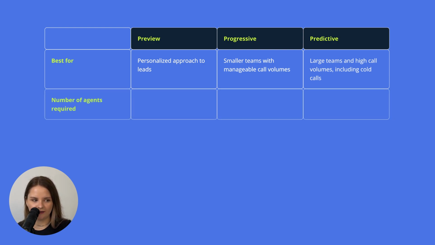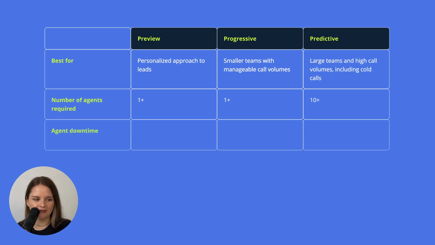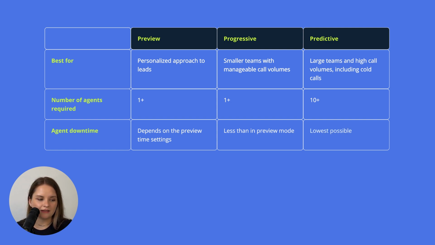Number of agents required. For preview and progressive, it should be at least 1, and a minimum of 10 for predictive. Agent downtime. For the preview mode, it depends on the preview time settings that you can set up in the dialer's settings. For progressive, it's less than in preview mode, as the system will immediately initiate a call if there is an agent available. And the predictive dialer has the lowest possible agent downtime, as there is a high chance there is a contact waiting on the line already, so the agent has to immediately take the call.